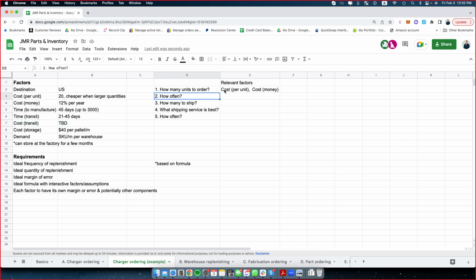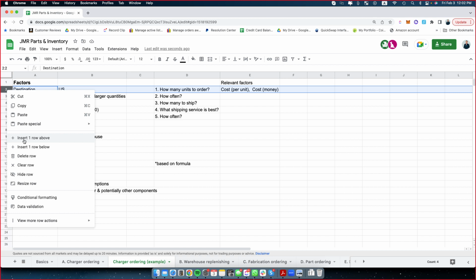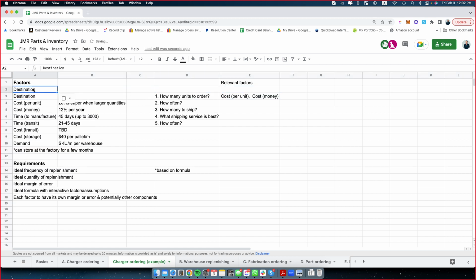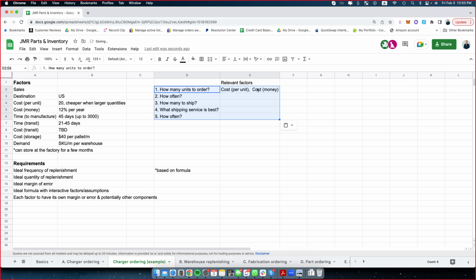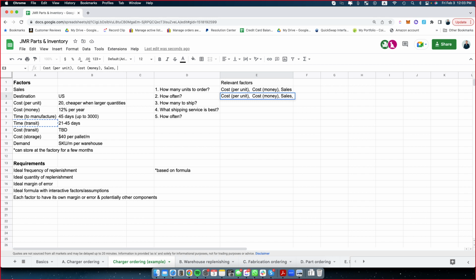So how often? I guess one big factor that should be included here is sales, meaning how often and how many units we sell. So obviously, sales is going to be here. How often? All of these apply for how often we want to order. Definitely time of transit. Time of transit is also relevant here.